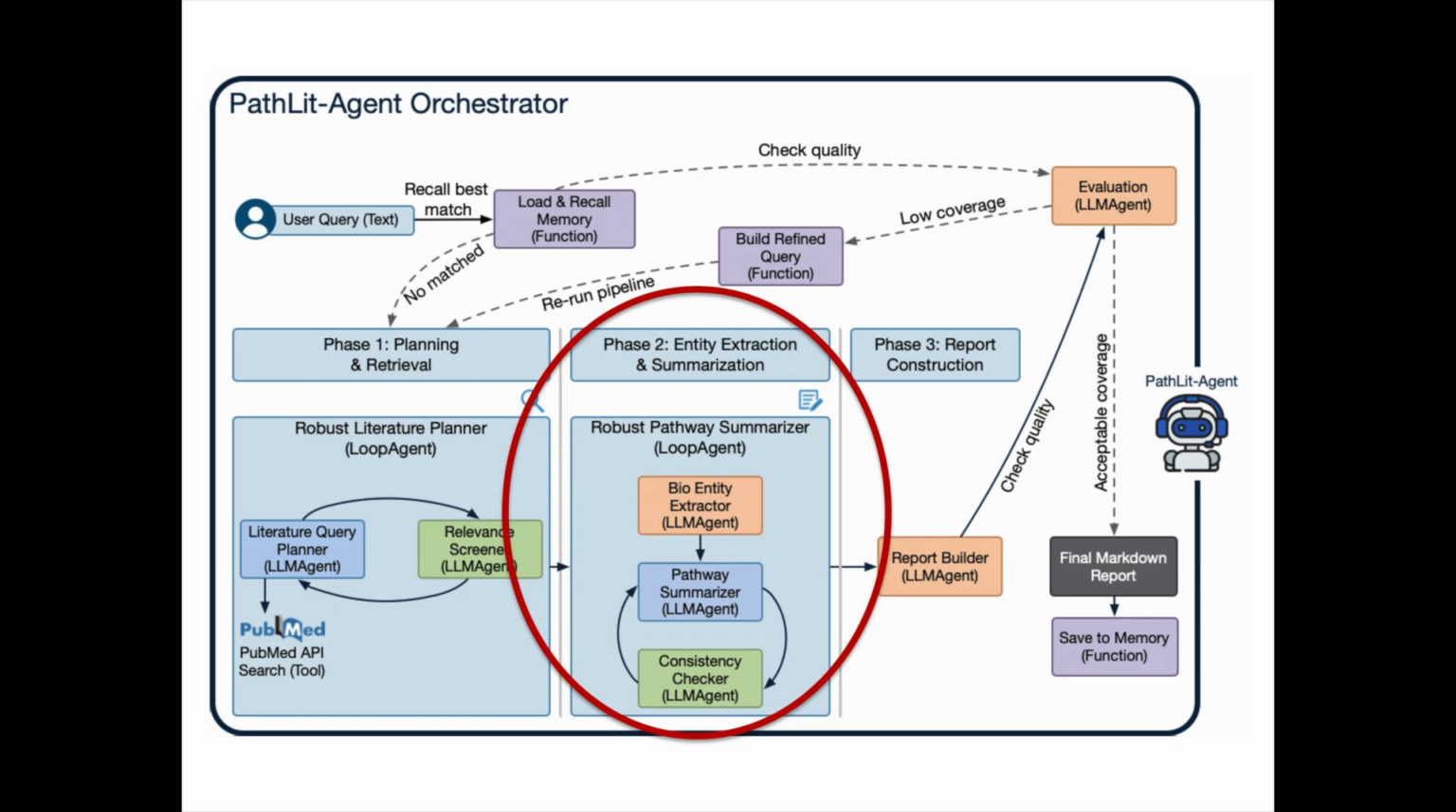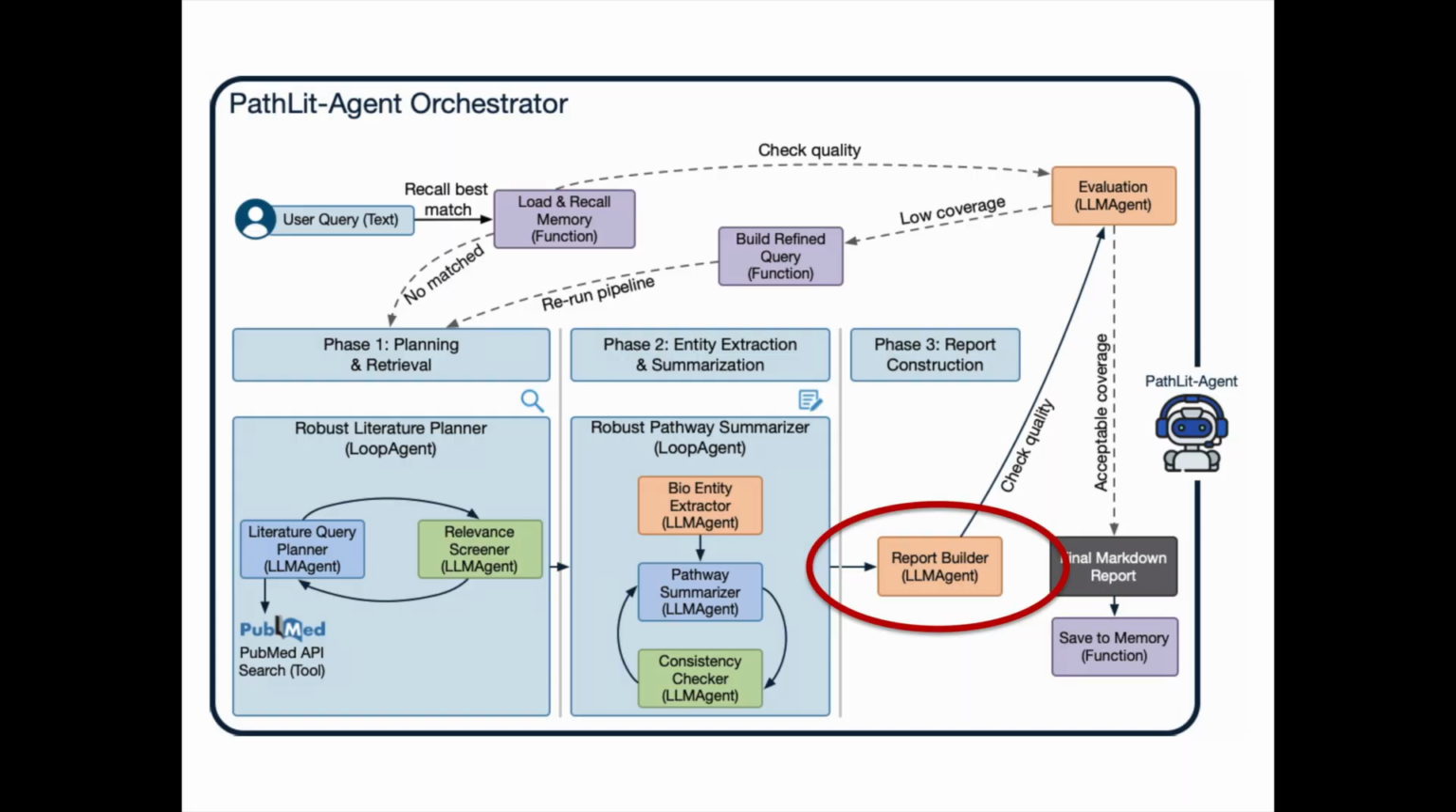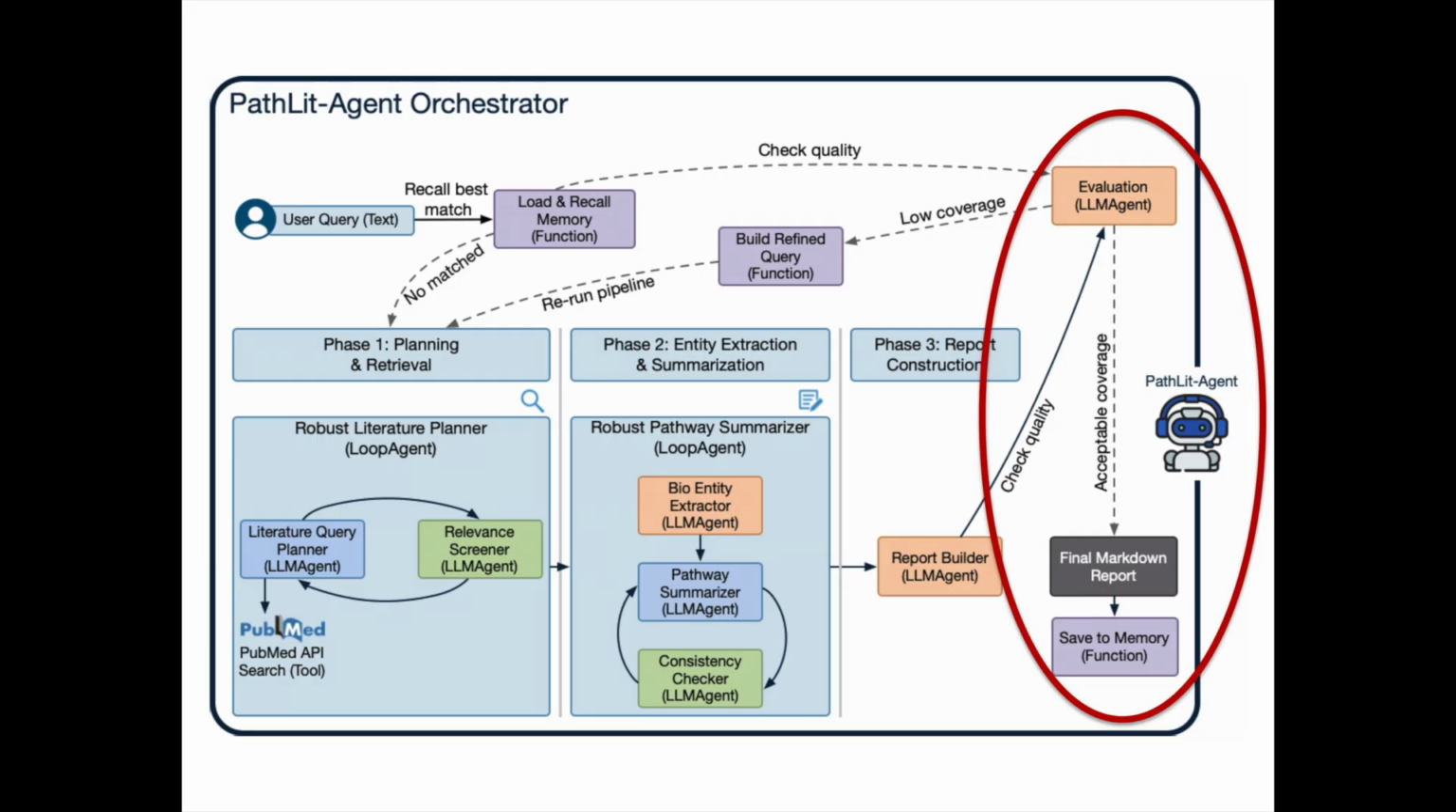A summarization loop then generates and refines summaries, checking consistency as it progresses. In Phase 3, the final structured Markdown report is constructed. The report is then automatically evaluated, refined if necessary, and finally stored in memory, allowing future queries to be answered faster and with higher quality.